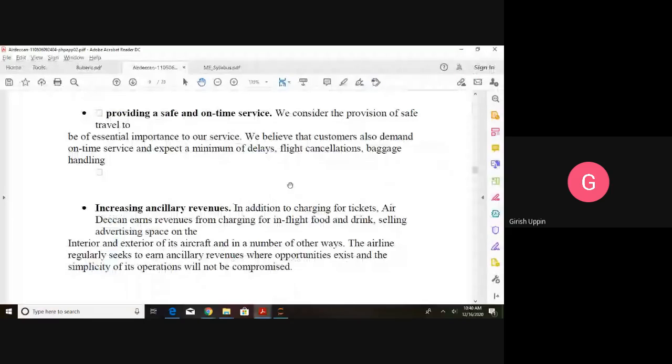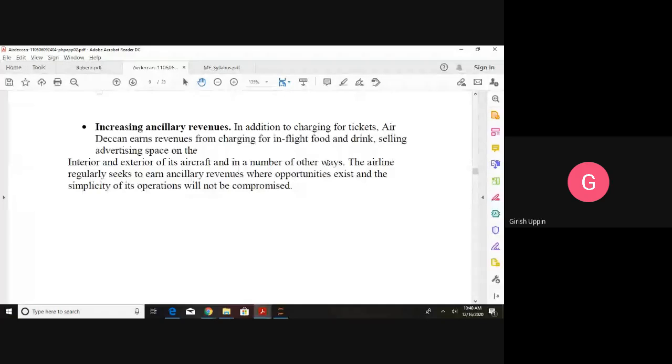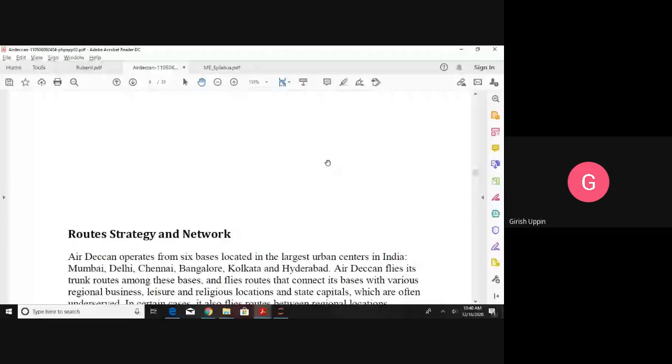Providing safe on-time services, increasing the ancillary revenues. In addition to charging for the tickets, Air Deccan earns revenue from charging for in-flight food and drinks. Whatever the ancillaries revenue means, selling, advertising, but it will sell if any customer requires. So, trying to increase those revenues. That was another model.